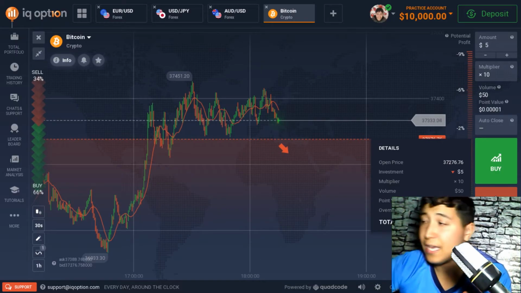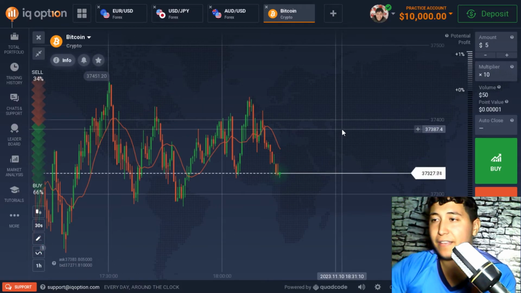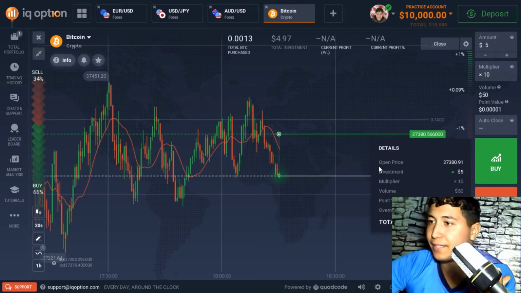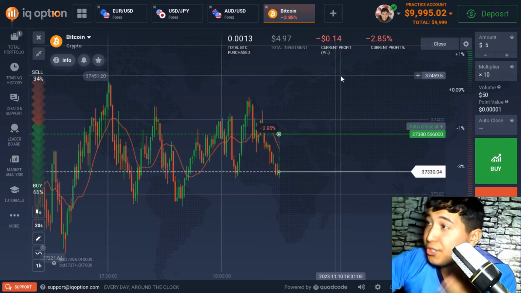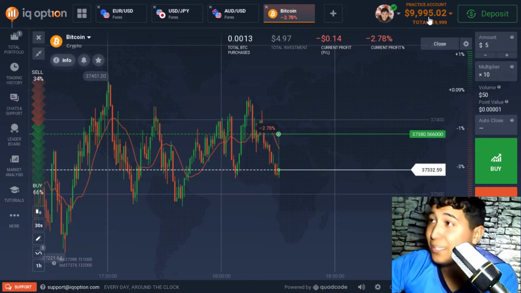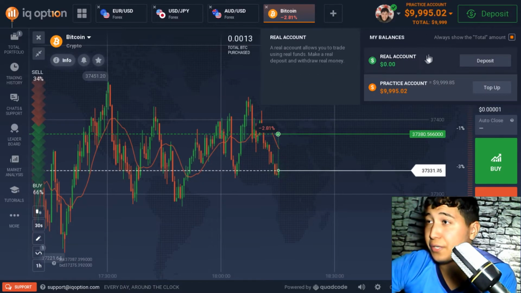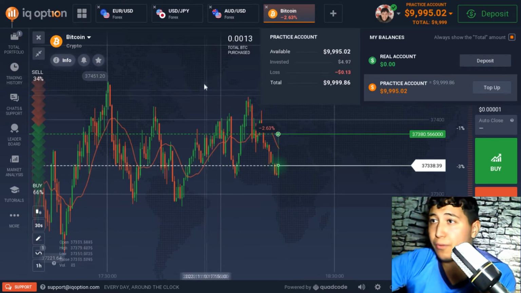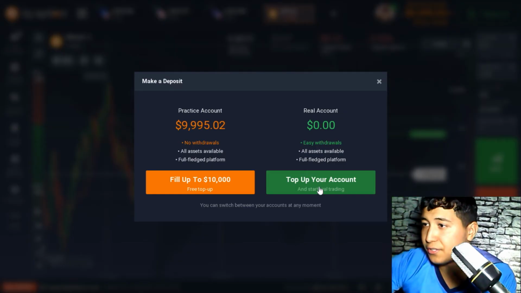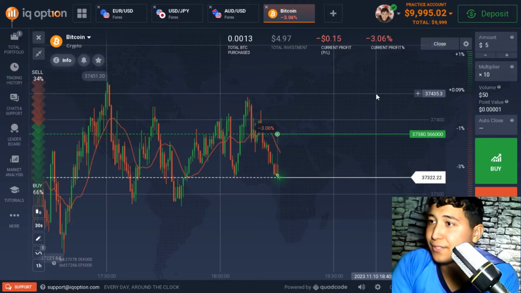Now basically the idea of buy and sell is, if you feel like the market is going to go up, you just bet that the market is going up like this. For example, now guys, we're using fake money, virtual money, on the practice account. As you can see right here, this is the practice account, and this is the real account. In case you want to put in your real money, all you have to do is click deposit right here, then click top up your account, and then do the process to add money on here. This is pretty much it.